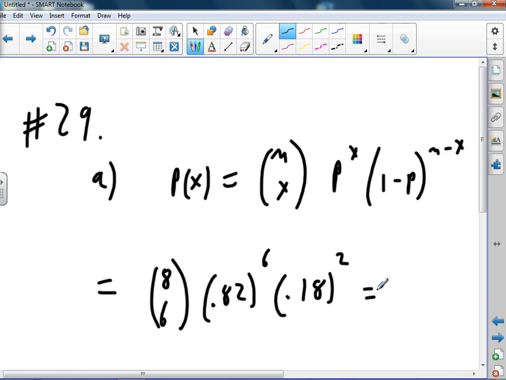So 8 items, taken 6 at a time, times 0.82 raised to the 6th power, times 0.18 squared. 0.2757. Okay. Lucky guess, I know.